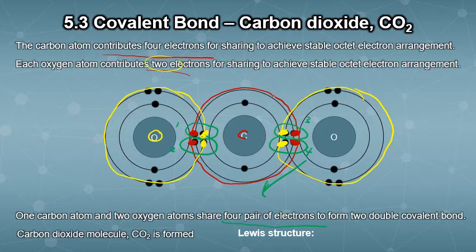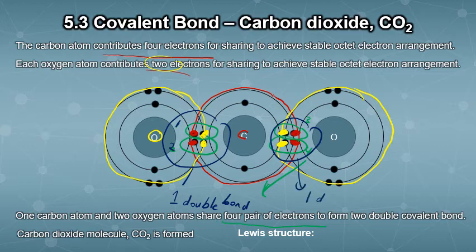What color? Okay, we know that two pairs are considered one double bond. One double bond. So this is another two, another one double bond. One double bond plus one double bond, that's why you get two double covalent bonds. You must be very careful on this.